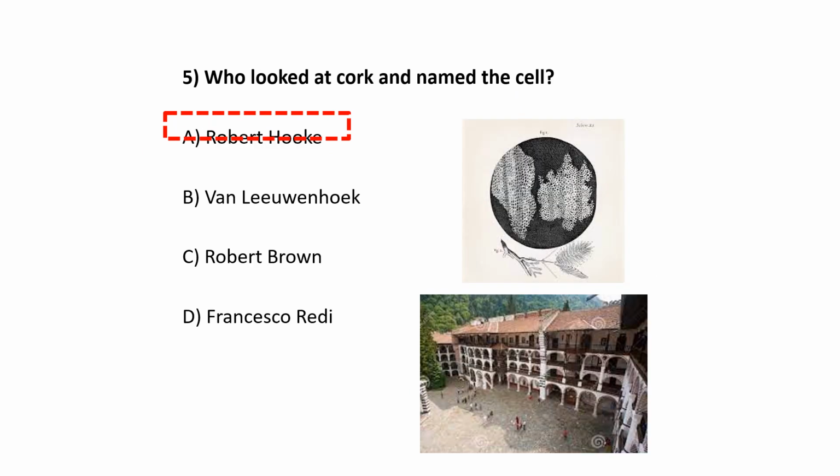Who looked at cork and named the cells? So we already studied one question that was very similar, and it was Robert Hooke, and this was the first tissue that he observed. It was not an animal tissue, it was a dead plant, and as we said, it reminded him of a little room of a monastery.